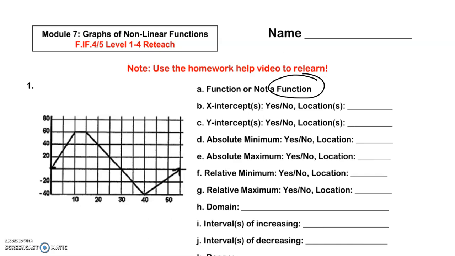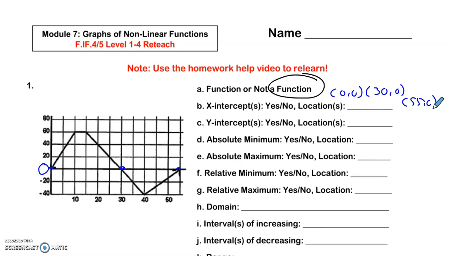The x-intercept. The thing that you really need to know is that this is where y is 0. So it's going to hit the dot. It hits it 3 times. It hits at (0, 0), then it hits again at (30, 0), and then it hits again at (55, 0).